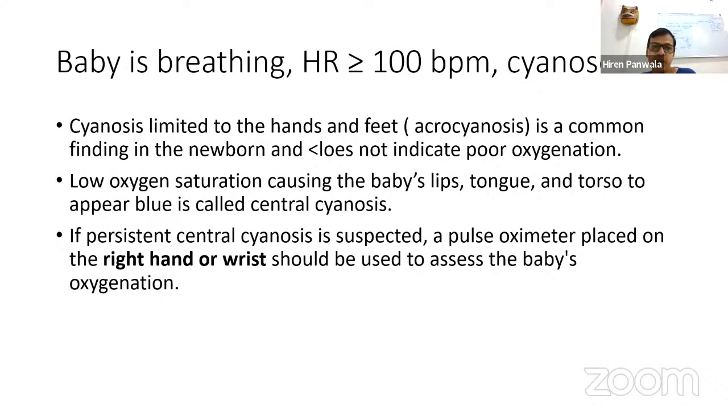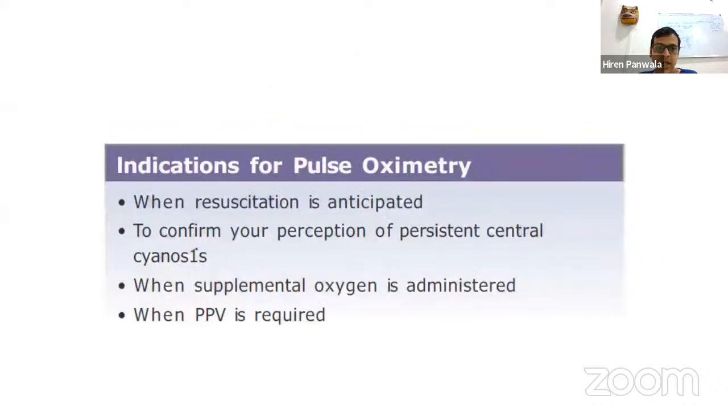So as you said, if the baby is breathing, heart rate is more than 100, baby is cyanosed, we put the saturation probe on the right hand because it is the preductal, and then we can assess if the baby needs excess oxygen or not, or we can decide if the baby needs CPAP.